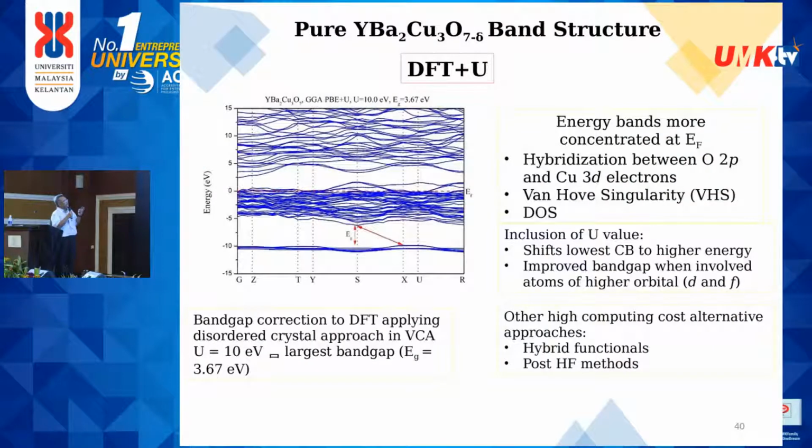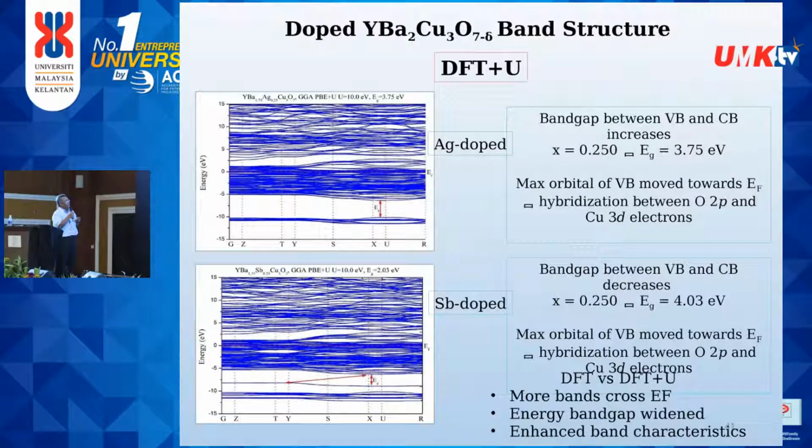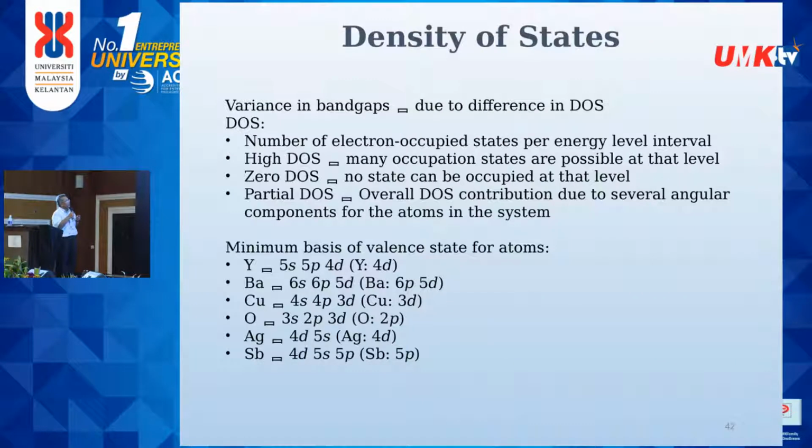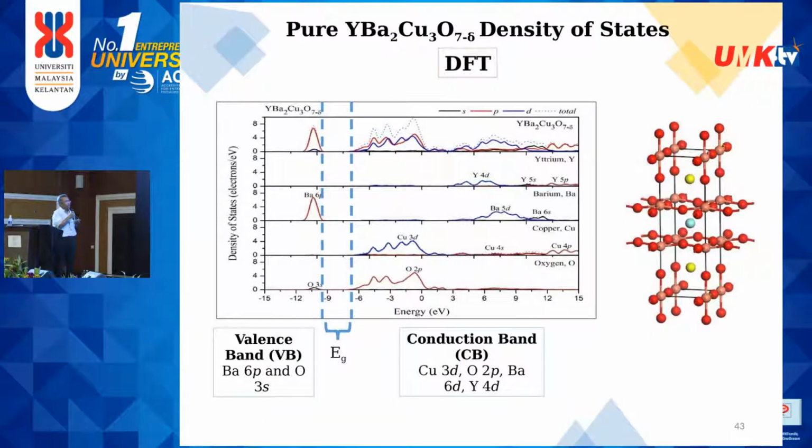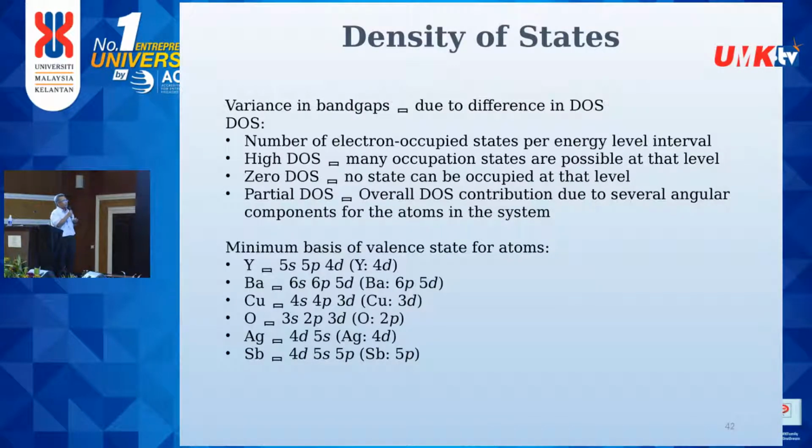Okay, so density of state, variance in band gap due to difference in density of state. So that we can know the number of electron occupied states per energy level interval. A high density of state means that many occupation states are possible at that level, and zero density of state means no state can be occupied at that level. Partial density of state is the overall density of state contribution from several angular components for the atom in the system, and this is the basis of valence state for the atom.